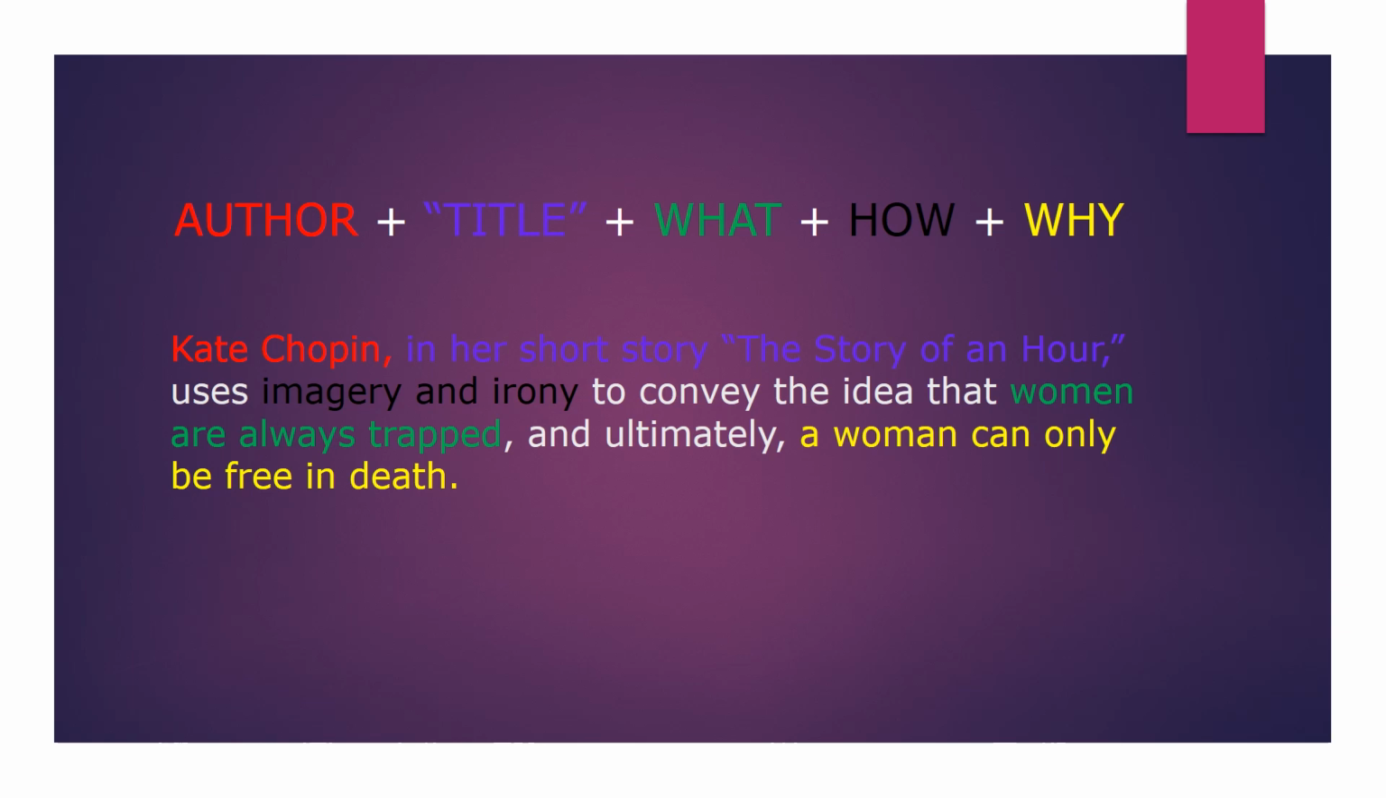All right, so we have our items, and we know what this paper is about to discuss and what this paper is about to prove. The author is Kate Chopin. We're talking about her specific short story, The Story of an Hour. Now, Kate Chopin uses imagery and irony, that's the how, to convey the idea that women are always trapped. Now, why is this important? Why do we care that a woman is trapped? Well, because a woman can only be free in death. That's the important sort of why. Why is it important to learn?